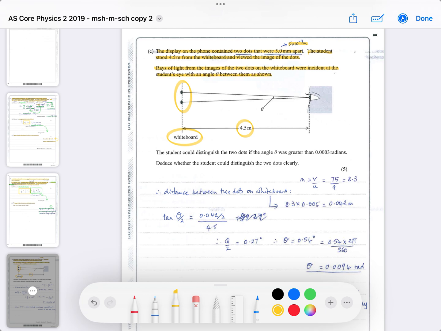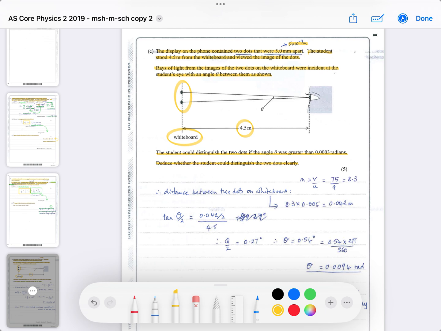Okay, so you've got theta, and half of theta enables you to determine the distance on the whiteboard between the 2 dots if you know how to do trigonometry. It said the student could distinguish the 2 dots if the angle theta was greater than 0.0003 radians. Okay, deduce whether the student could distinguish the 2 dots clearly. So we have to work out what theta is.